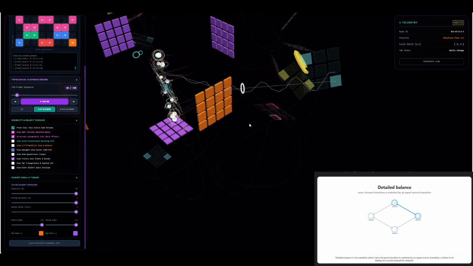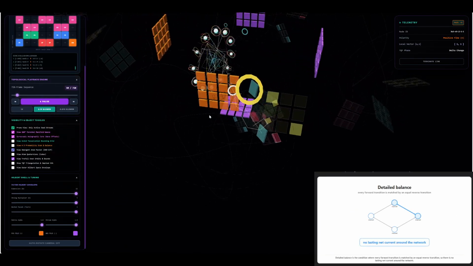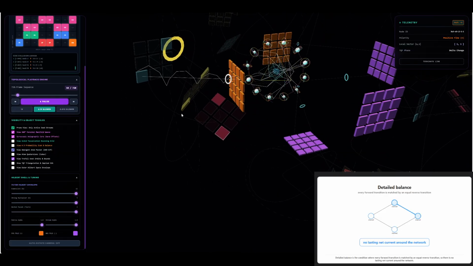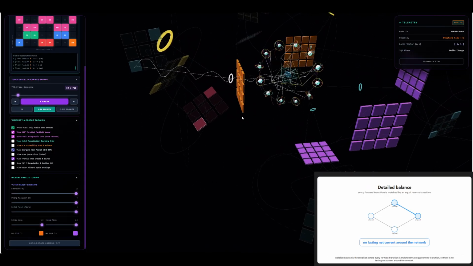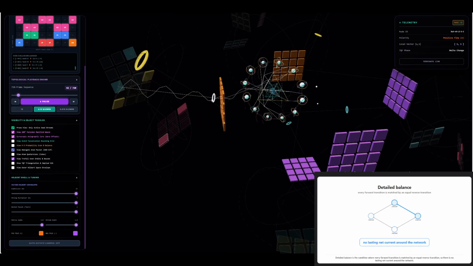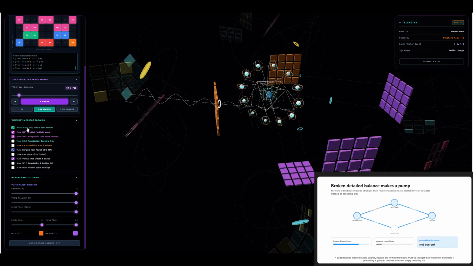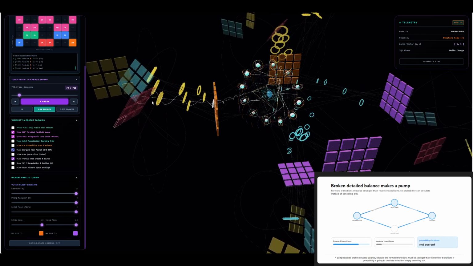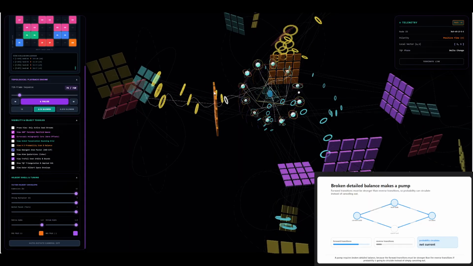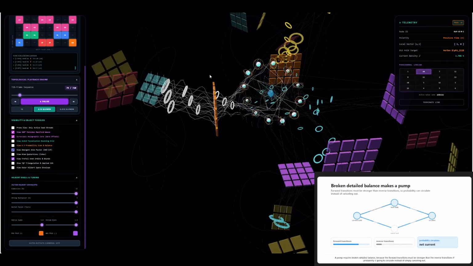Detailed balance is the condition where every forward transition is matched by an equal reverse transition, so there is no lasting net current around the network. A pump requires broken detailed balance, because the forward transitions must be stronger than the reverse transitions if probability is going to circulate instead of simply canceling out.